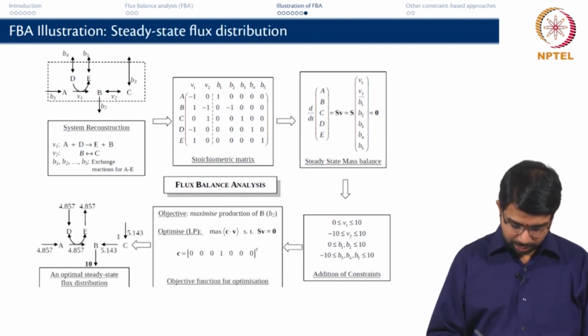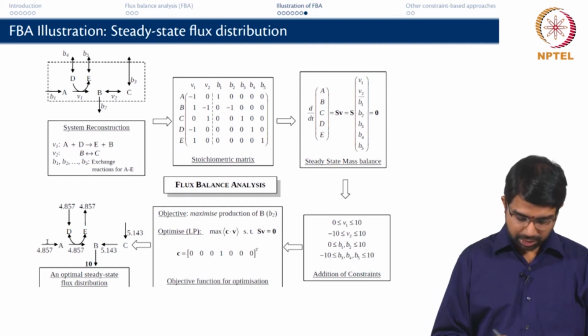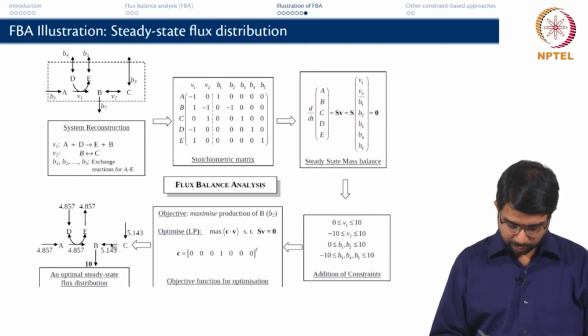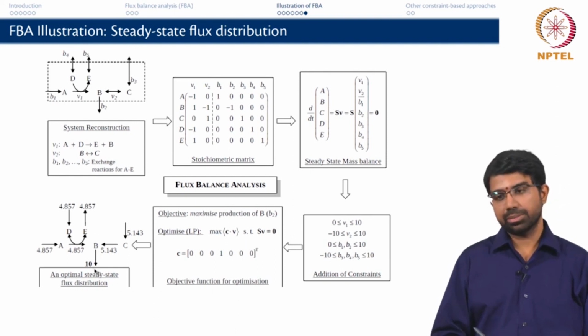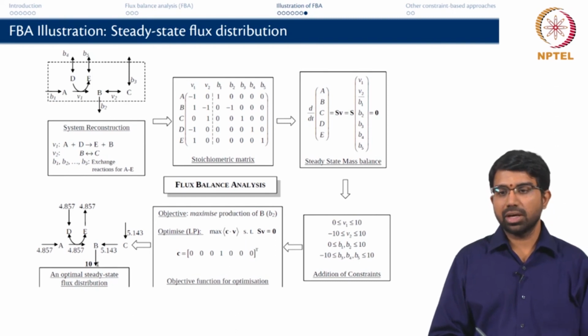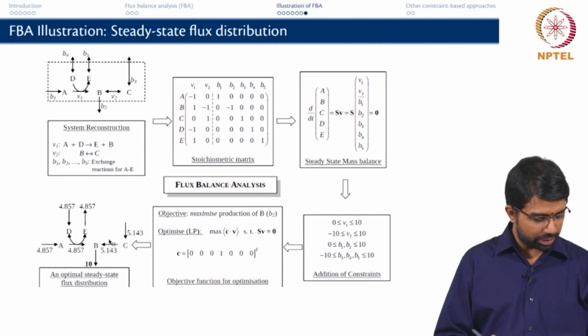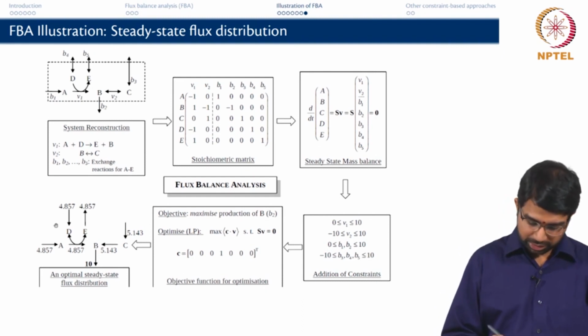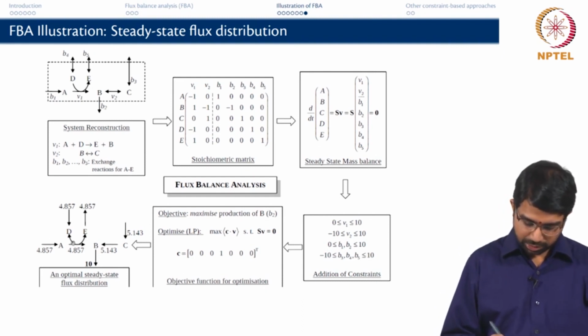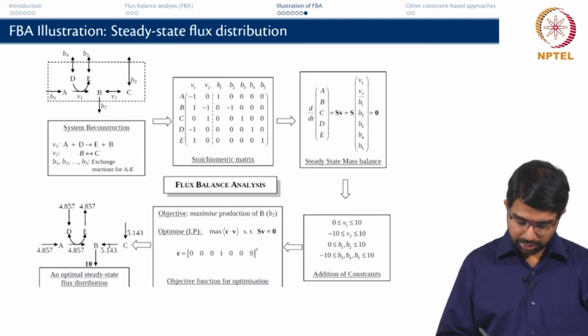So, one possible solution set is this. So, you have 4.857 of A coming in, 4.8 of A coming in, 5.143 of B coming in, giving 10. But if you see, this is just one arbitrary solution, there are many equivalent solutions you might be able to come up with. You could just have 0, 0, 0, 0, 10, 10, 10.